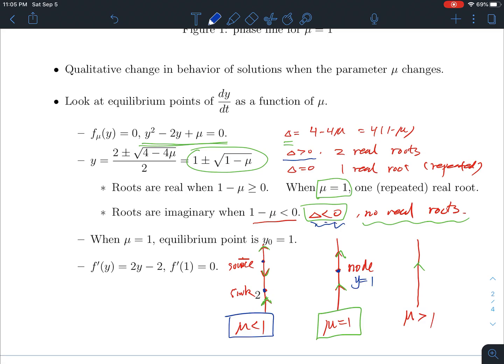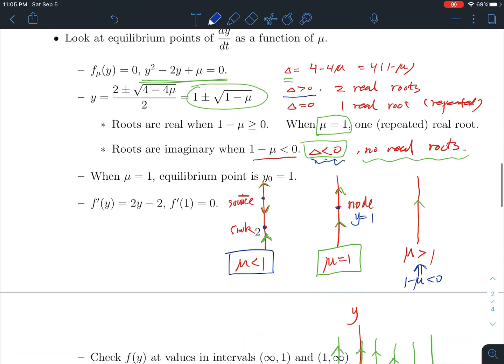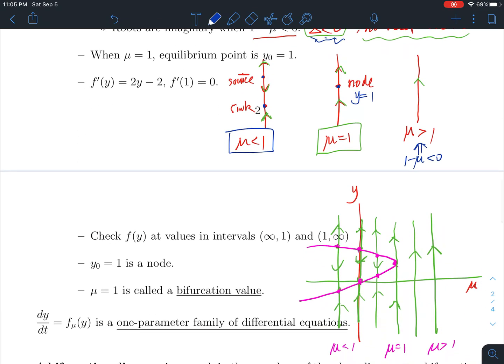When the discriminant is less than 0, when 1 minus mu is less than 0, which tells us mu is bigger than 1, then we have no equilibrium, and the phase line is really trivial. It is always positive, pointing up. So if we systematically put together how the solution changes with respect to mu, this is the bifurcation analysis.